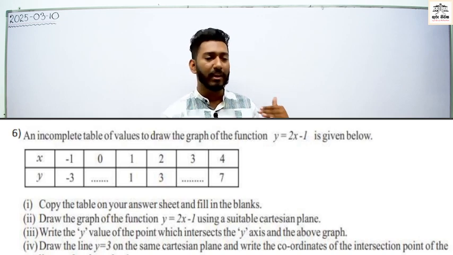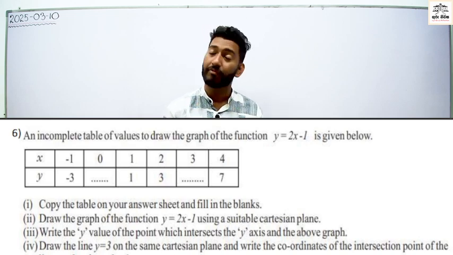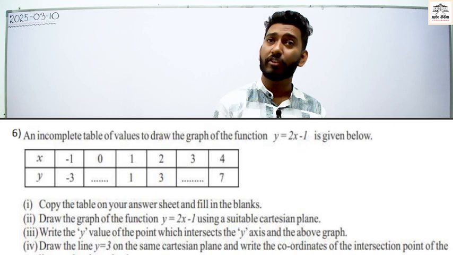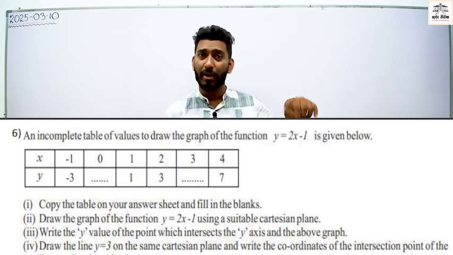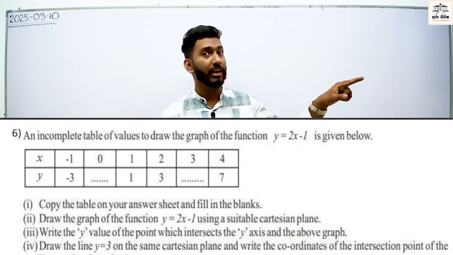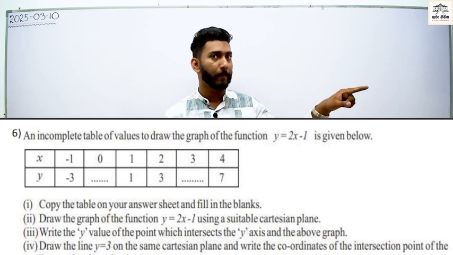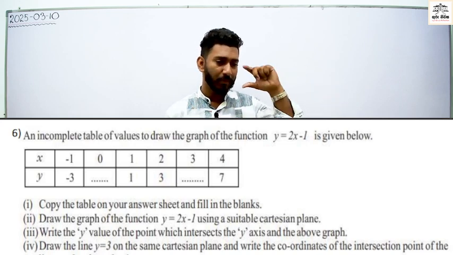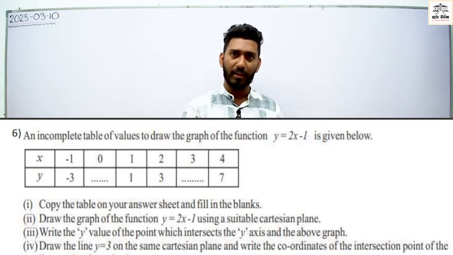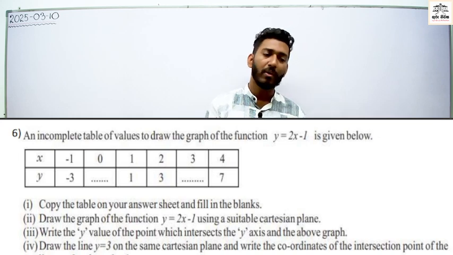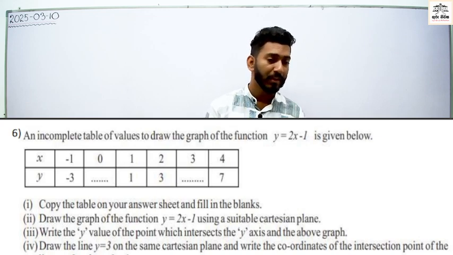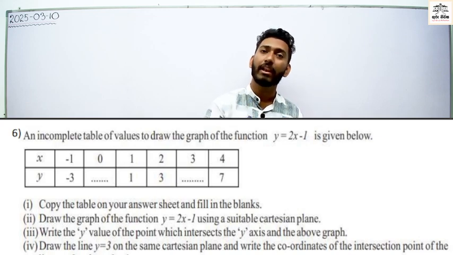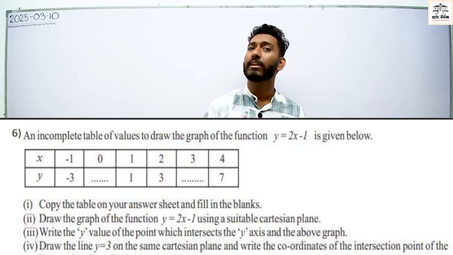An incomplete table of values. Draw the graph of the function y equals 2x minus 1, right? And this one's relevant to the knowledge about the grade 9 graph. Grade 9 වල තියෙන එක තමයි මේක වැදගත් වෙන්නේ. Now, copy the table on your answer sheet and fill in the blanks, right?